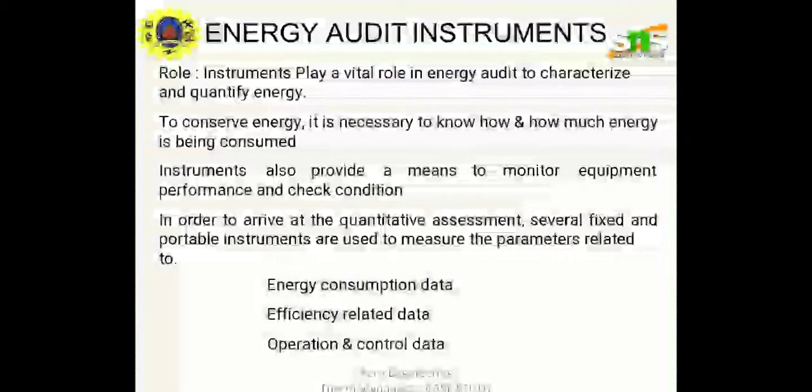These are energy audit instruments. Instruments play a vital role in energy audits to categorize and quantify energy. To conserve energy, it is necessary to know how and how much energy is being consumed. Instruments also provide a means to monitor equipment performance and check condition. To arrive at a quantitative assessment, several fixed and portable instruments are used to measure parameters related to energy consumption data, efficiency related data, and operation and control data.